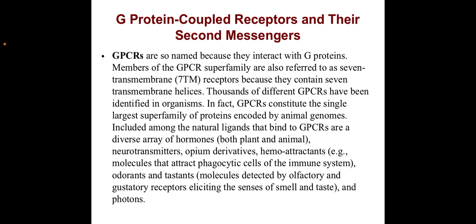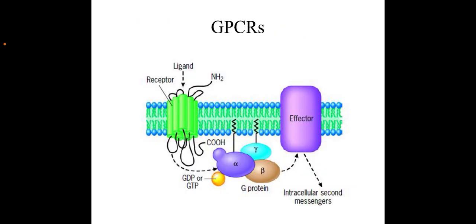Neurotransmitters, opium derivatives, chemoattractants, such as molecules that attract phagocytic cells of the immune system, odorants and tastants, molecules detected by olfactory and gustatory receptors, eliciting the sense of smell and taste, and photons. That is an example of GPCR.